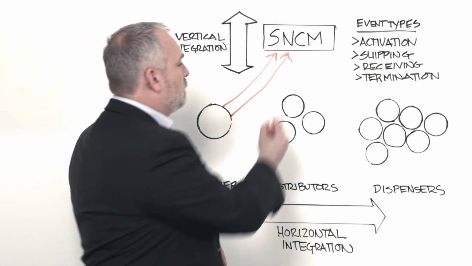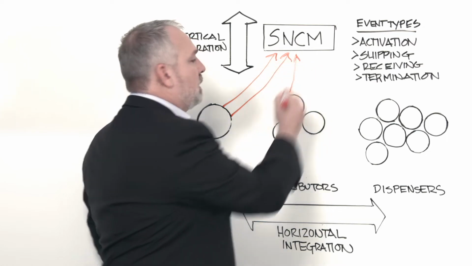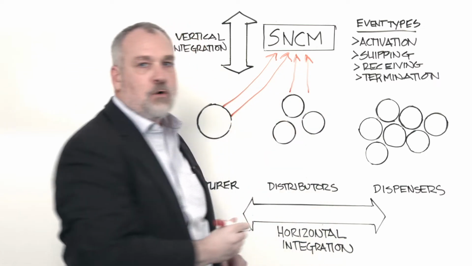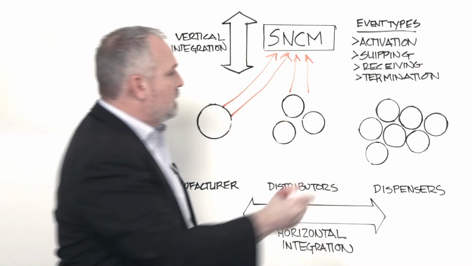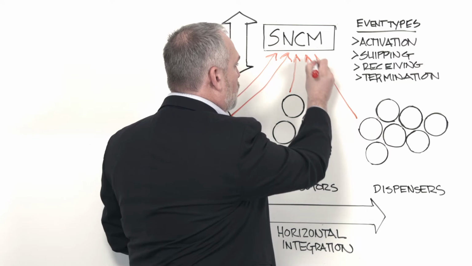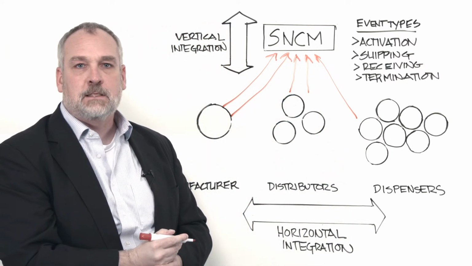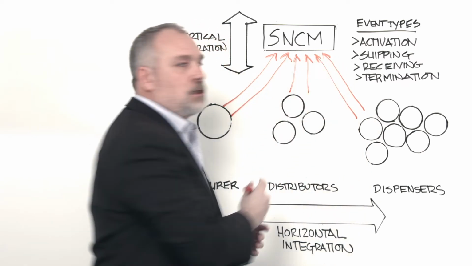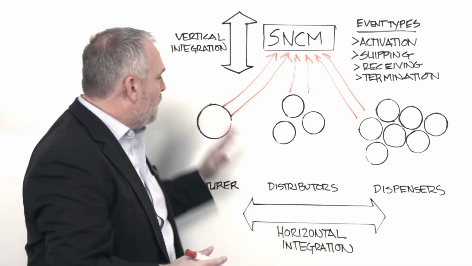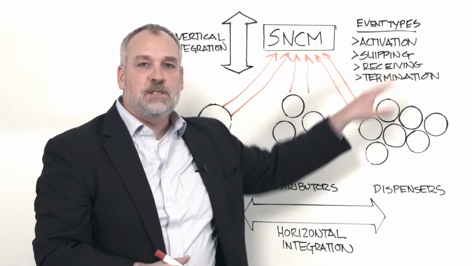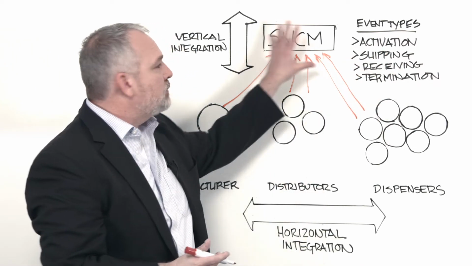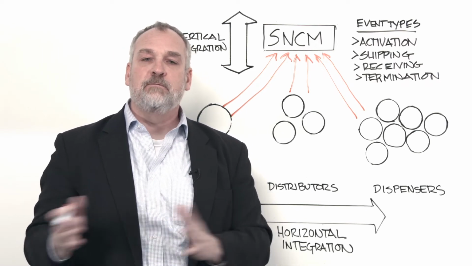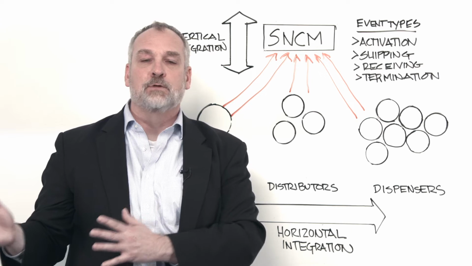The distributor records a receiving event. When they ship it, they record a shipping event. The dispenser records their receiving event, and then ultimately there's a termination event. And so by communicating just these four simple elements, the central authority now has the information it needs to be able to track the movement of those medicines through the Brazil market.